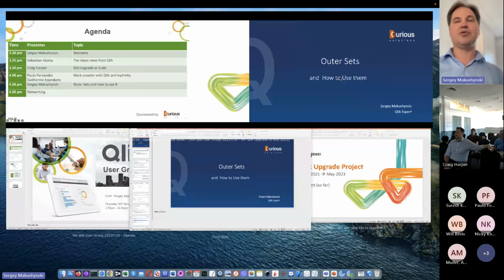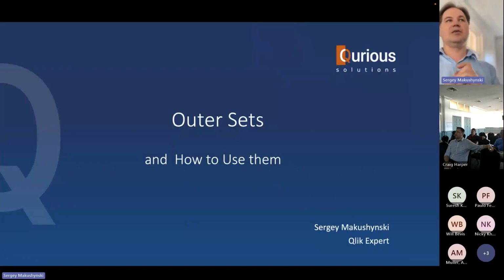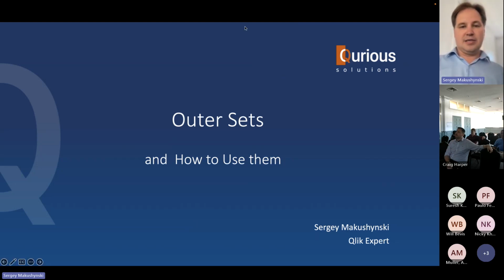And today I'm going to talk about set analysis alternatives, the outer sets. Like Western Power, who recently upgraded their environment, you are getting this outer sets capability with your new version. And in Qlik Cloud, it's been available for quite a while. So today I just want to share how it can be used. What are the benefits?